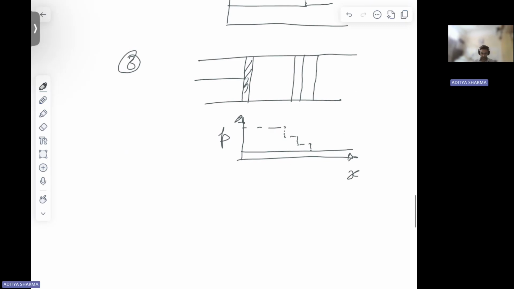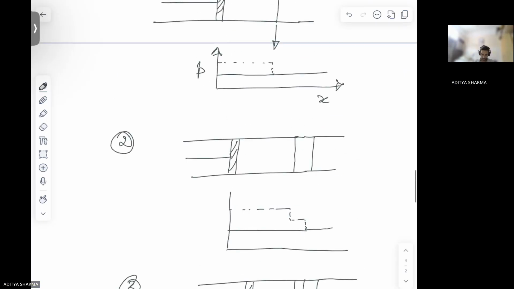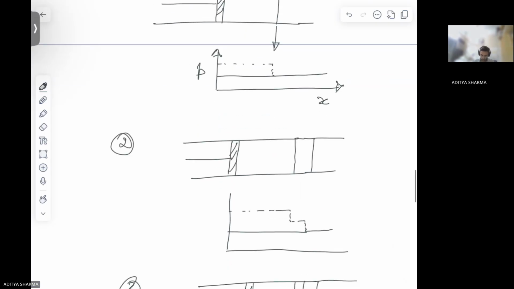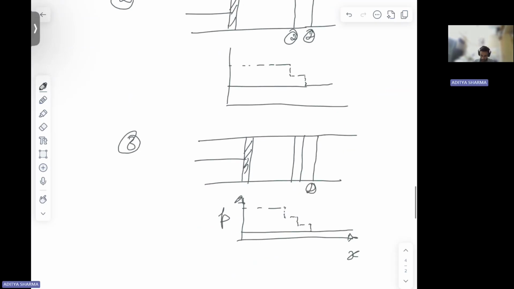So this is there. One important thing is that, let's say this is your first wave, this is your second wave, and this is your third wave. The speed of your second wave is going to be higher than the speed of your first wave. The speed of your third wave is going to be higher than the speed of your second and first wave.